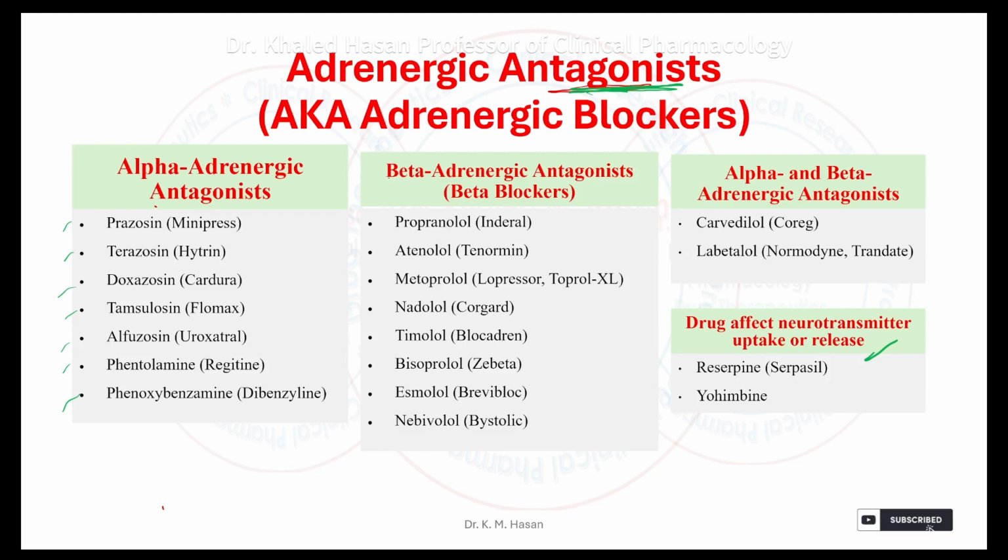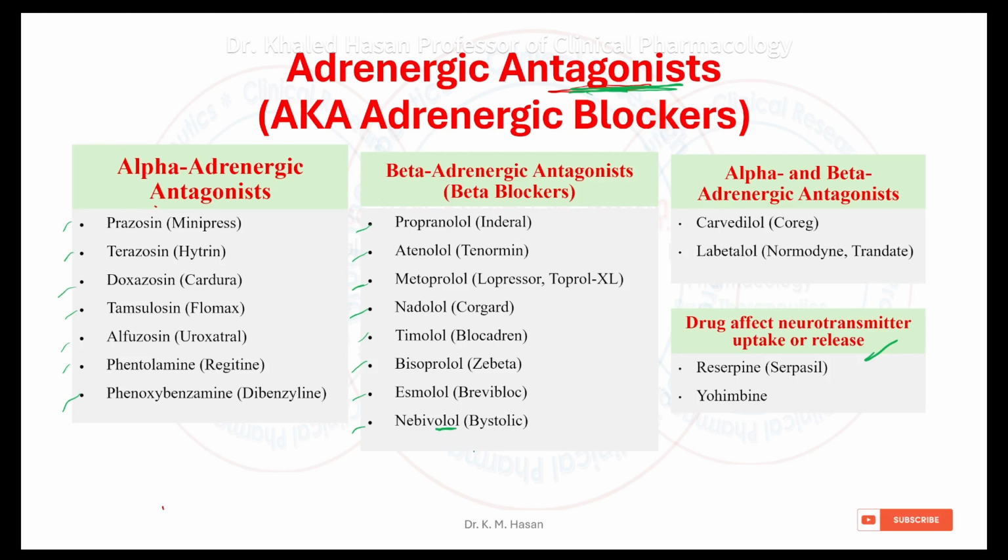What about the beta adrenergic blockers? We need to remember the list of names and the suffix, which is lol, the prototype. The first medication on the list is propranolol (Inderal), atenolol, brand name Tenormin, and metoprolol, which has two brand names, Lopressor and Toprol XL. Then we have nadolol (Corgard), timolol, bisoprolol, esmolol and nebivolol. All these are considered beta blockers.